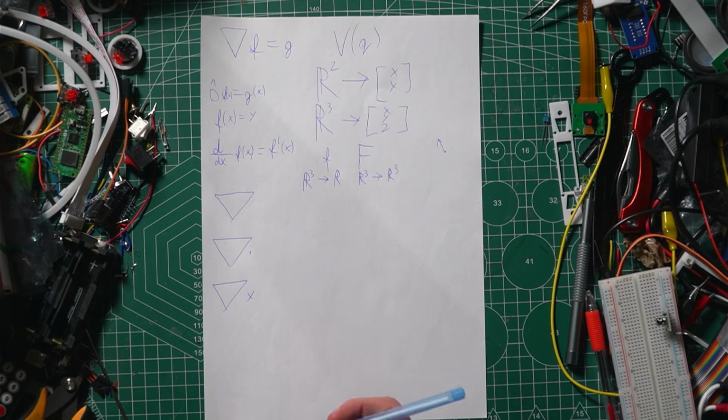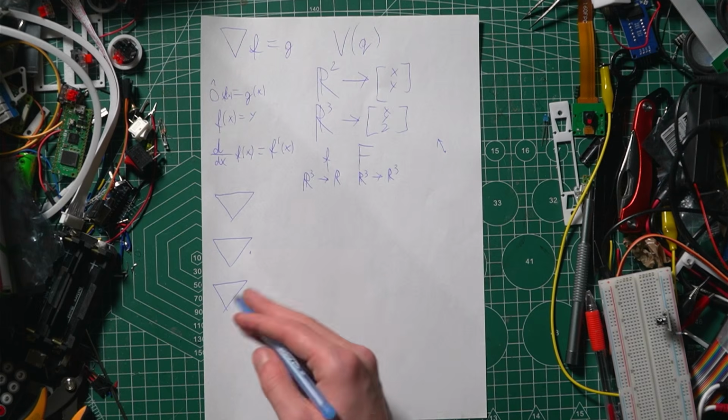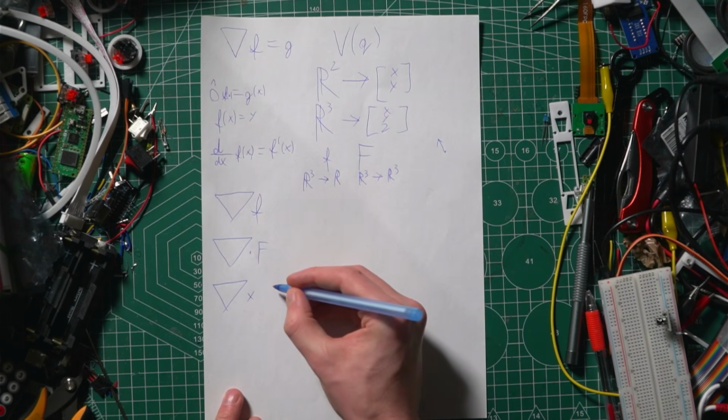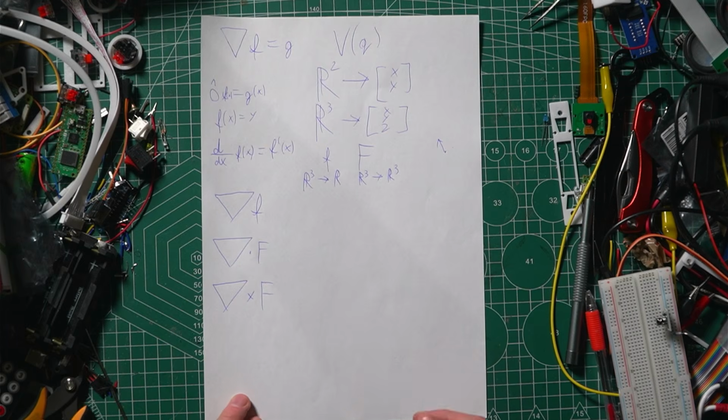I really hope that's clear enough, because that's actually all we need in order to understand these. First of all, we have the del, then we have the dot product del, then we have the cross product del. Dot product and cross product are just two different kinds of multiplication in linear algebra.